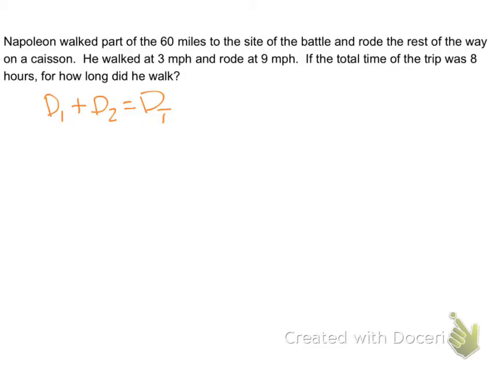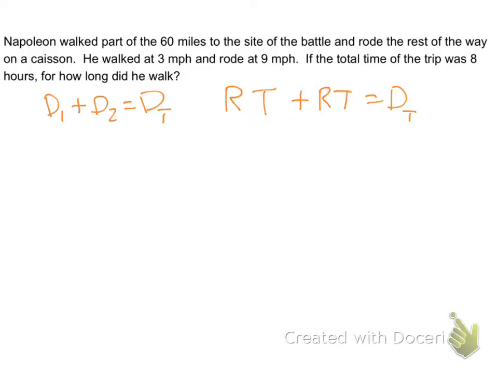Do we know some of these things? Wait a minute. D1 and D2 are made up of their own individual pieces. How do you find distance again? Rate times time. Plus rate times time is going to equal that total distance, because each rate times time is its individual event. Now, I can't just call it RT plus RT because that's the same thing. I need to distinguish between these.